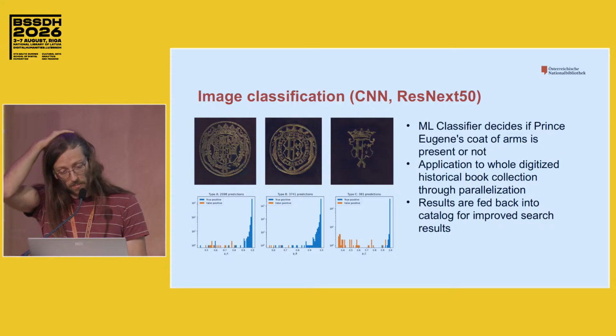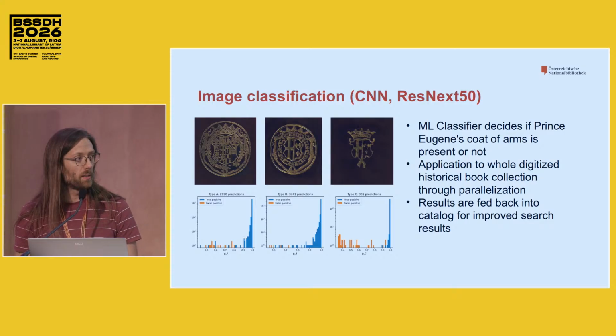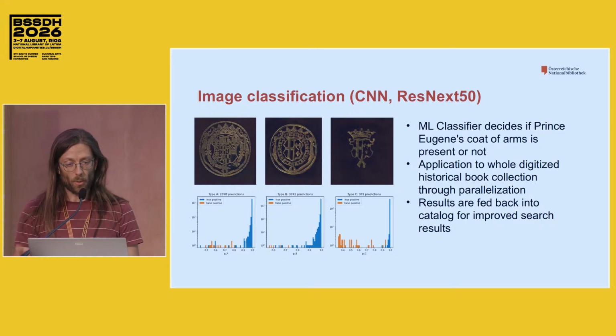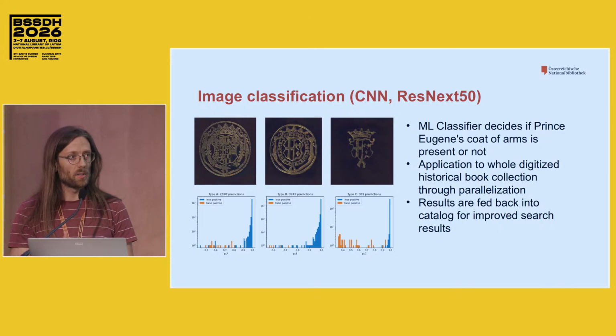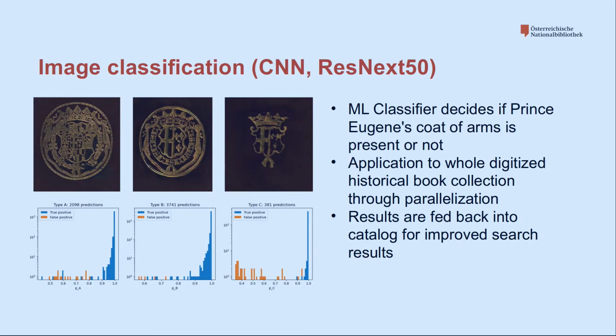Okay, another method, as I mentioned, we were looking at the coat of arms. And here you can see the 3 different variants of these coat of arms that Prince Eugene had printed on his books. And we trained a simple classifier algorithm to recognize these coat of arms. And that is, as far as machine learning goes, a pretty simple task. 10 years ago, that was state of the art, or I think even more than 10 years ago, but by now it's very easy, and you can do this on a laptop.